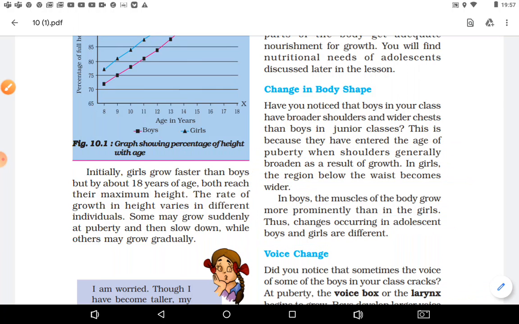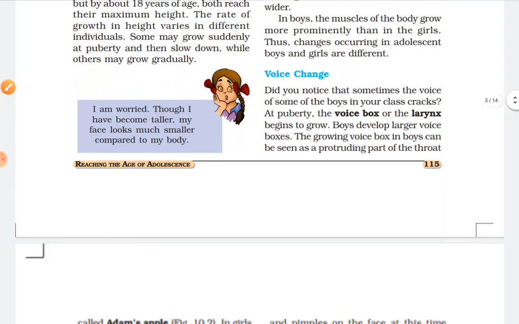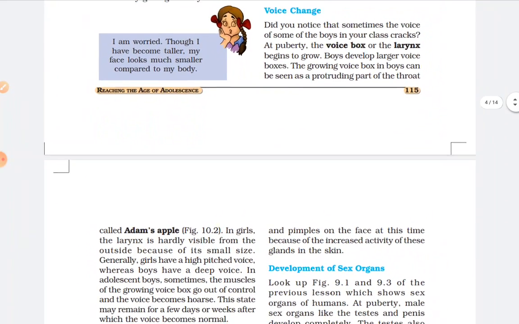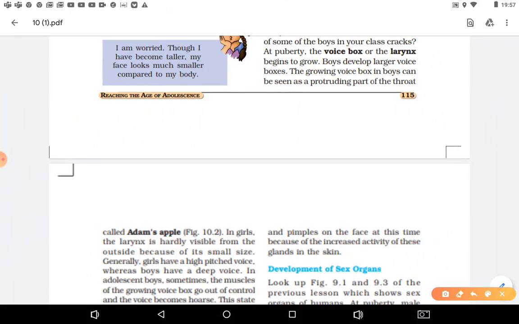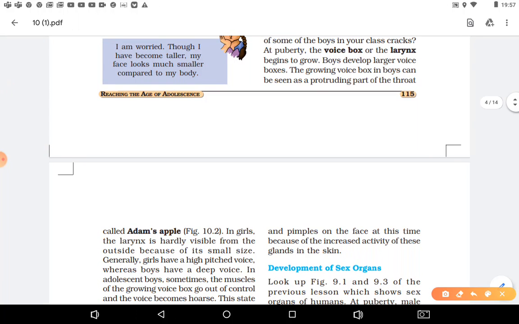Okay, another important thing is the voice box, which changes. You can see here the voice box which causes these changes, that is the larynx. Boys have a large voice box. Voice box or the larynx can be seen as a protruding part of the throat, and that is known as the Adam's apple.